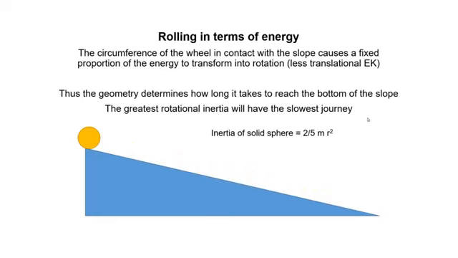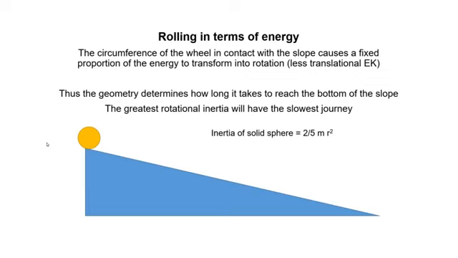Now, there are two ways to go about talking about this. Energy is probably the easiest way to do it. If the geometry of this object is fixed, then the amount of energy that's transformed into rotational kinetic energy is also fixed. So the geometry sets how much energy is required for it to spin. And the only way for it to get from the top to the bottom of the slope is for it to spin.